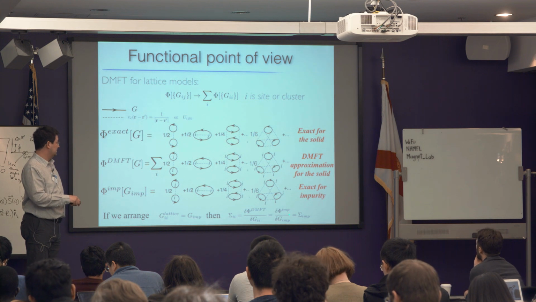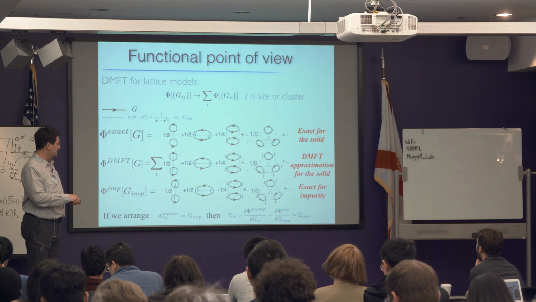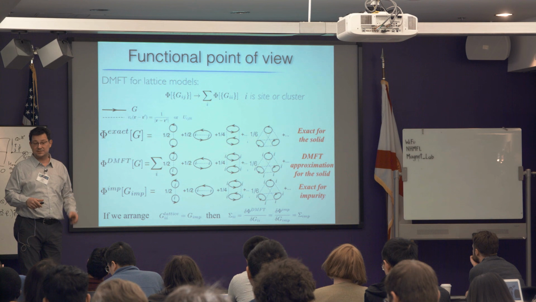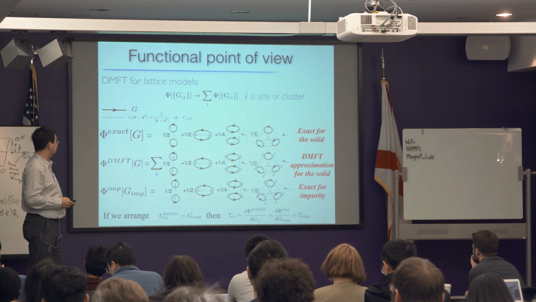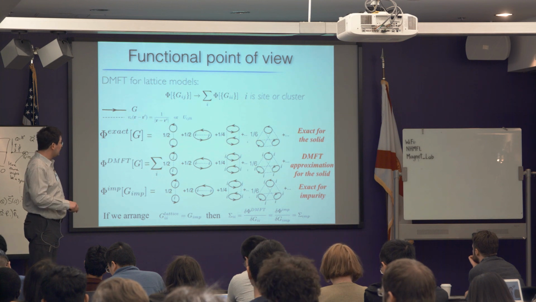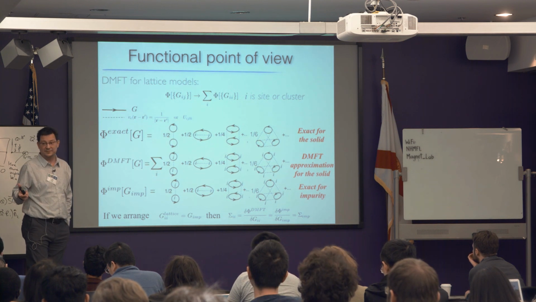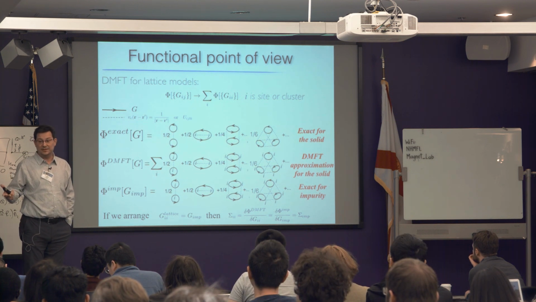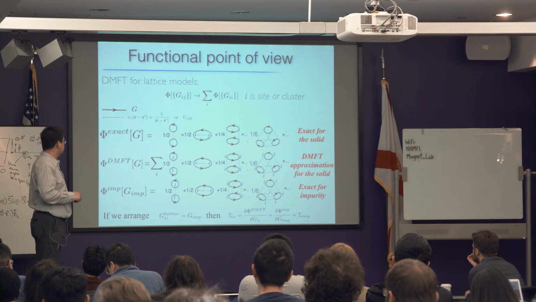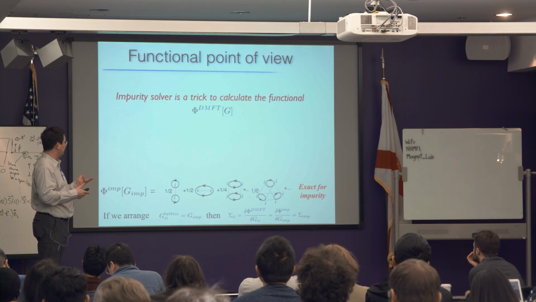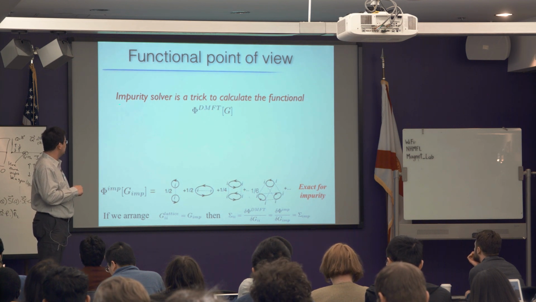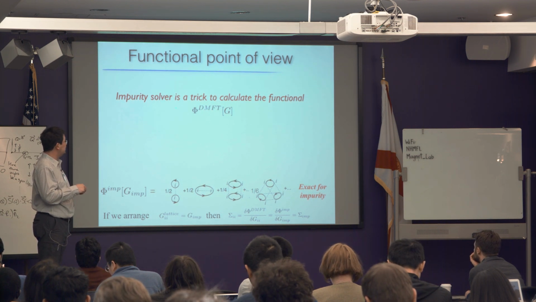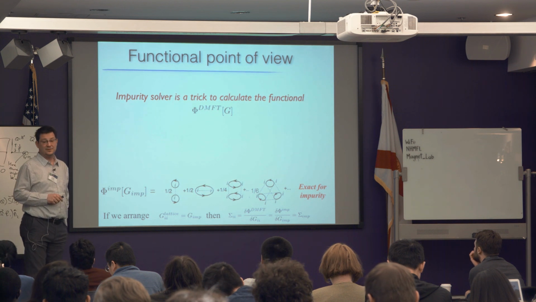Why? Because sigma is always the functional derivative of phi with respect to G. That's one way of defining self-energy, the correct way of defining self-energy within the functional. So this is the simplest derivation of dynamical mean field theory equations, in my opinion. Just looking at how the phi functionals correspond to each other, we now understand that the impurity solver is just a trick to calculate this phi functional.